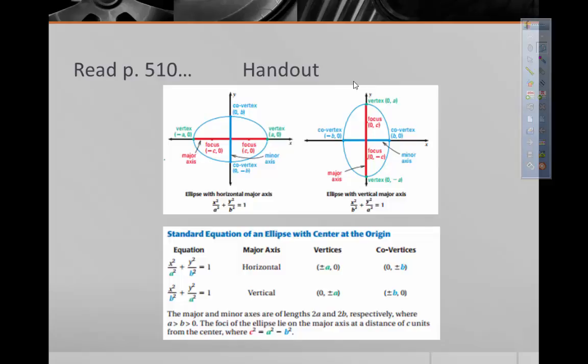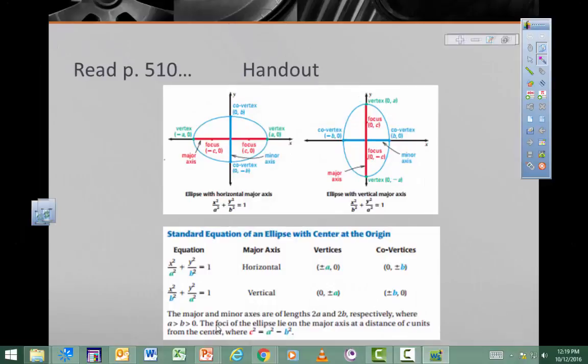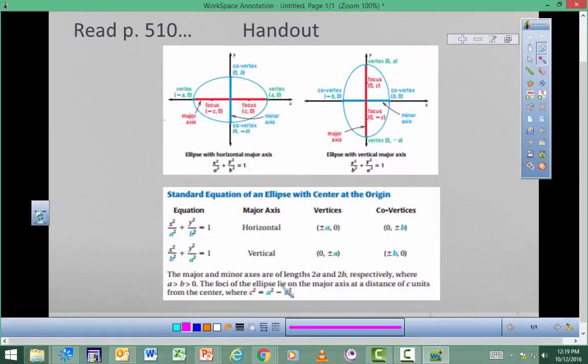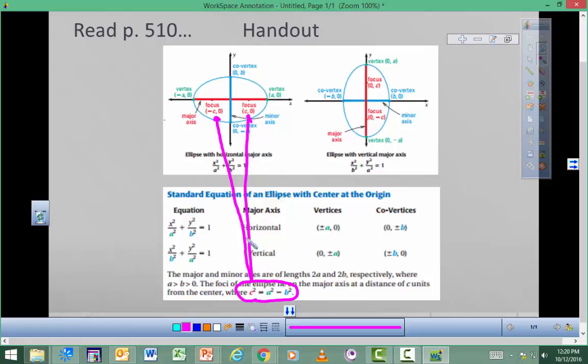Okay, so one of the things I want to point out to you is this equation right down here. That helps you find the focal points. If you notice right up here, the letter C is referring to your focus length. You see that right there? Yeah. The length to the focus is C, and it's equal to a squared minus b squared.